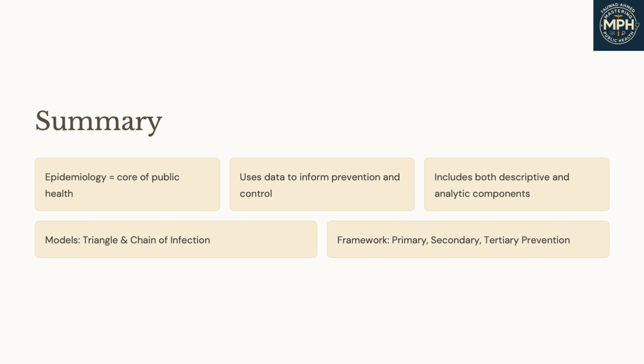Summary and takeaways. Let's wrap up with the key points. Epidemiology studies disease patterns in populations to improve public health. It relies on models like the epidemiologic triangle and chain of infection. There are three levels of prevention: primary, secondary, and tertiary. Epidemiologists collect, analyze, and interpret data to guide decisions. The discipline is central to outbreak investigations, public health policy, and health promotion.